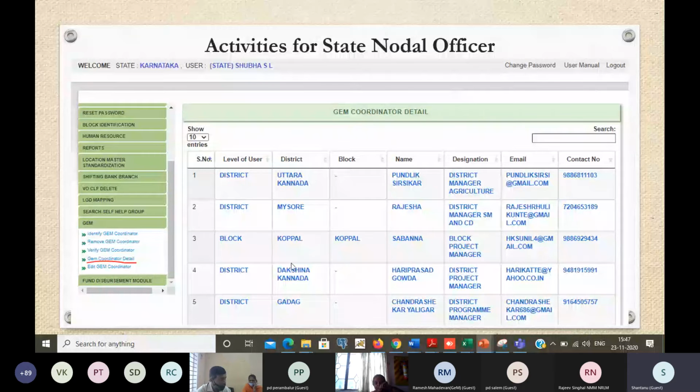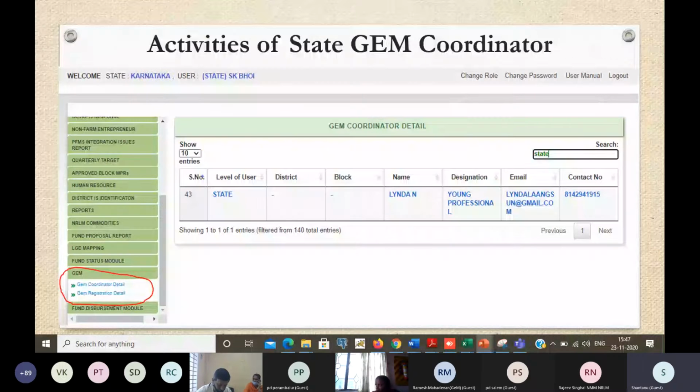Like this, you can see for all the districts and all the blocks. Here he can see for the respective district, and then the GeM registration details. In these options, the state nodal officer, the state GeM connector, can also see which districts or which blocks have identified their GeM coordinators, how many SHGs have been registered or identified in the NRLM MIS, and how many SHG members as individual entrepreneurs have been registered in this module to onboard their products on the GeM portal.